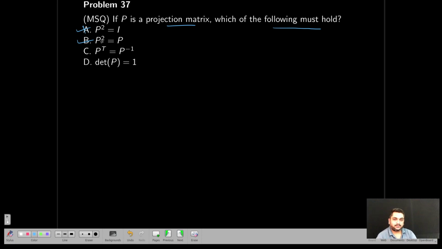That is, projection means P square equal to P, an idempotent matrix. This need not be true unless they mention anything about I here. Not mentioned anything. So P transpose equal to P inverse? No, then this becomes orthogonal, not projection. Determinant of P can be 0 or 1, not only 1. So only B is the correct answer.